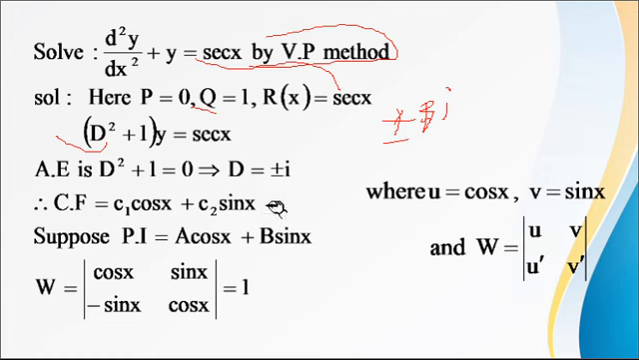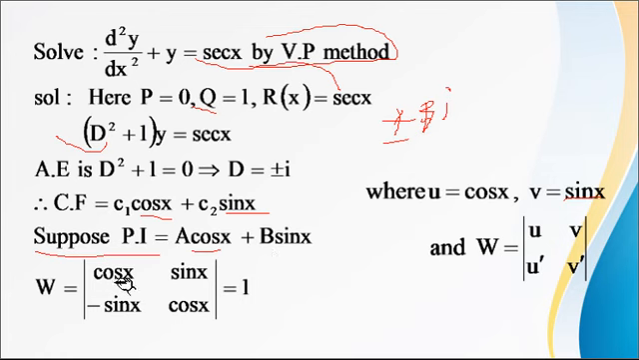Now we write down the PI. PI equals a cos x + b sin x. The general formula is a u(x) + b v(x), where the u value is cos x and the v value is sin x. Now find w. What is w? The 2 by 2 determinant of u, v, u', v'. The u value is cos x, the v value is sin x, the derivative of cos is minus sin x, and the derivative of sin is cos x. So multiply this.